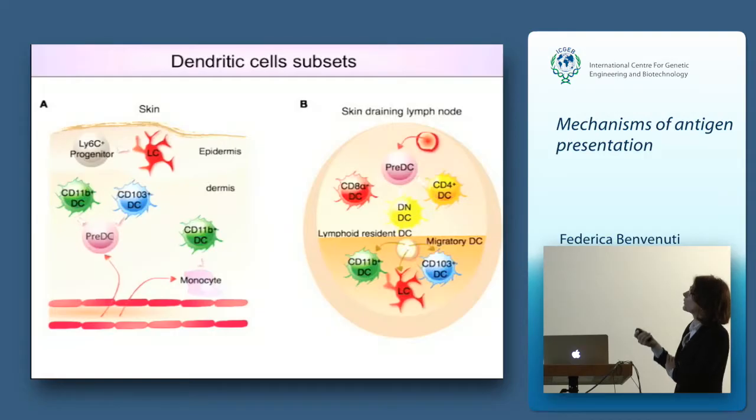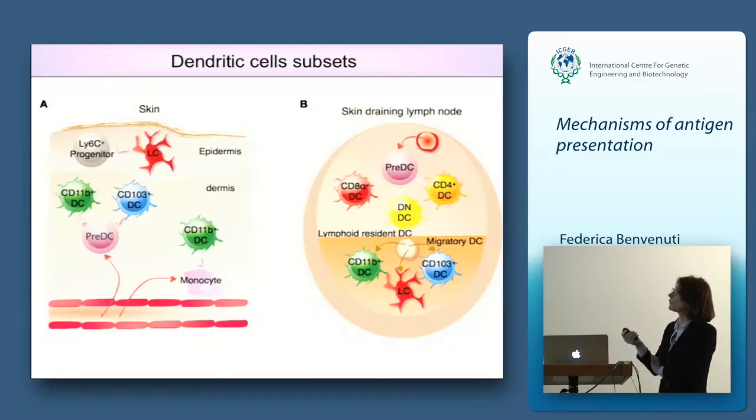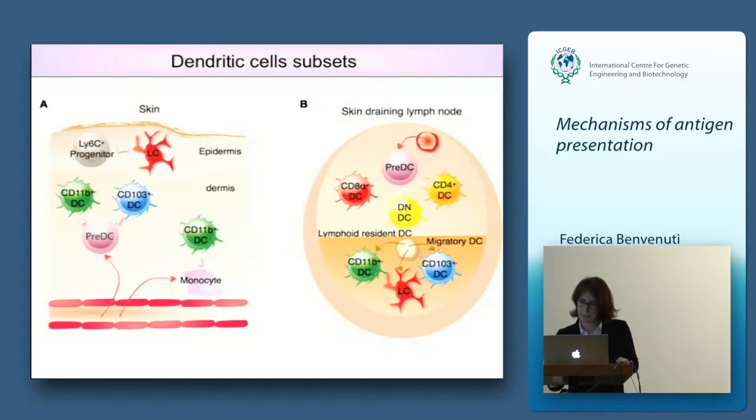If we now move to the skin-draining lymph node, here we find two major populations: the ones that reside in the lymph nodes, that are CD8 alpha positive and CD4 positive, and those that migrate, that have recently emigrated from the tissue into the lymph node. So again, we find CD11b and CD103, and I will tell you something about these cells again later on.